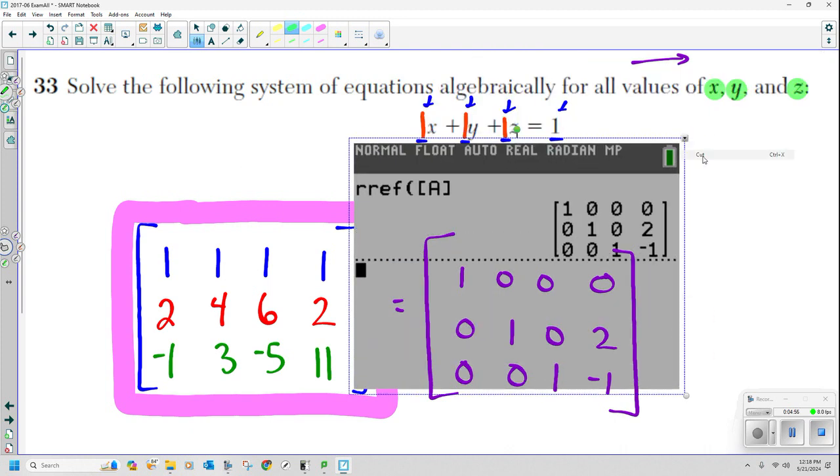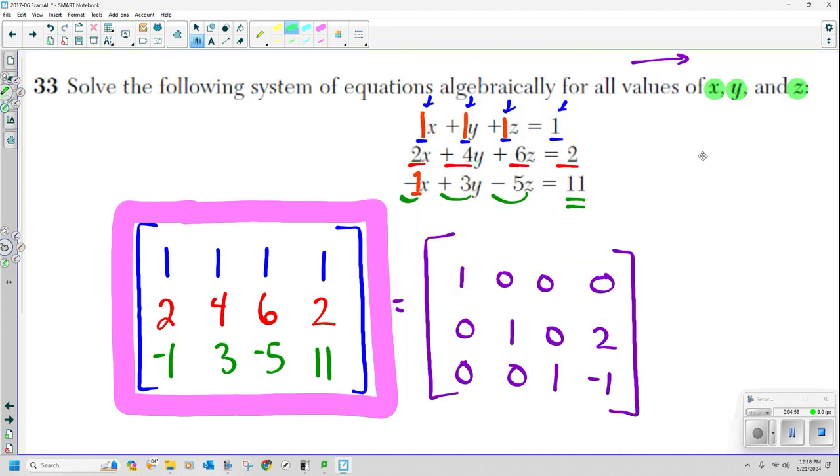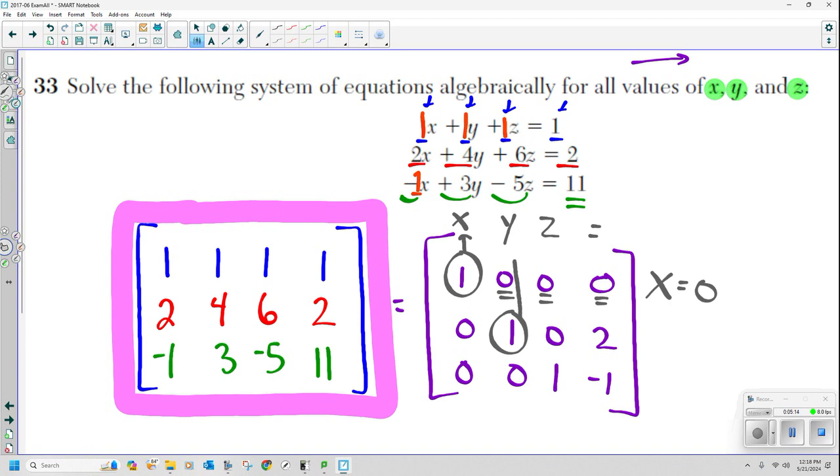Remember, these are my x's, my y's, my z's, and what they equal. 1x without any y's or any z's equals 0. So x equals 0. 1y with 0 x's and 0 z's is going to equal 2. And 1z, without any x's or y's, is going to be negative 1.